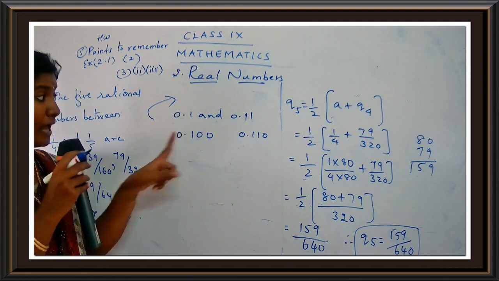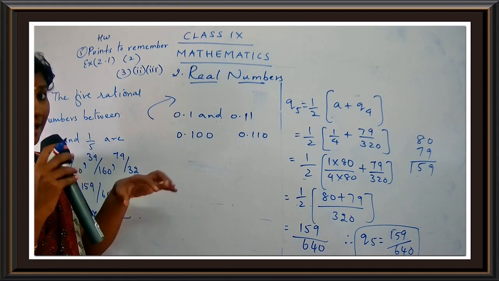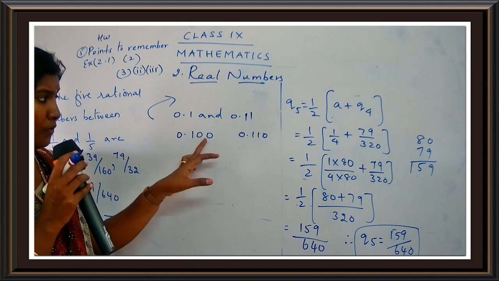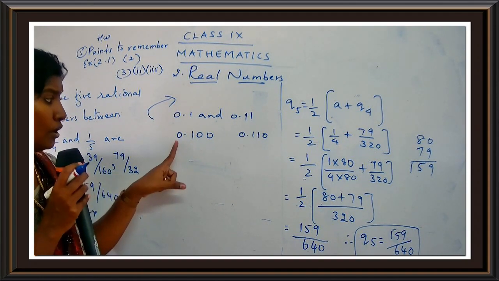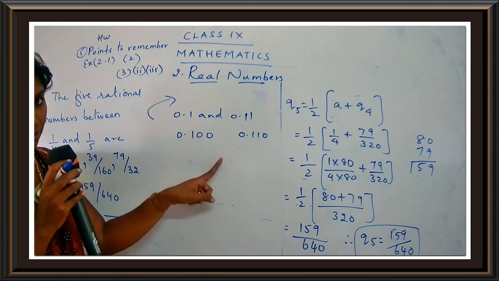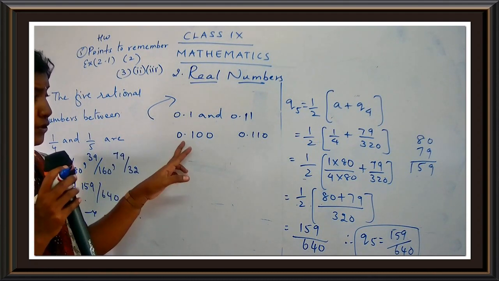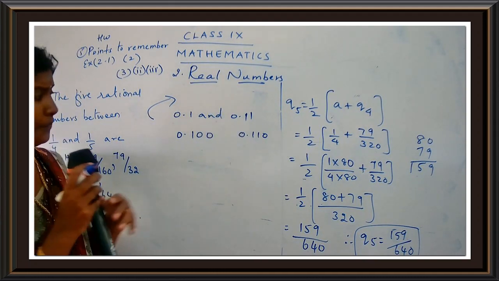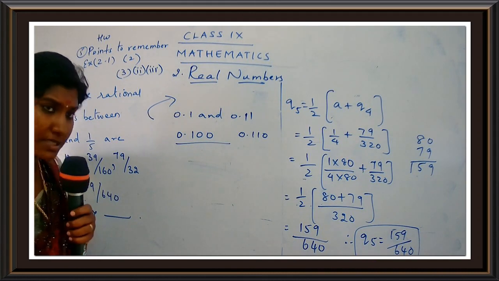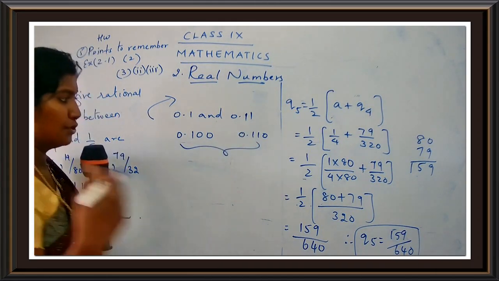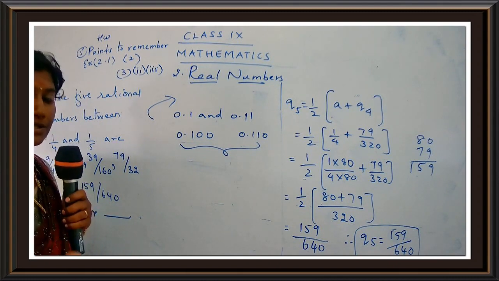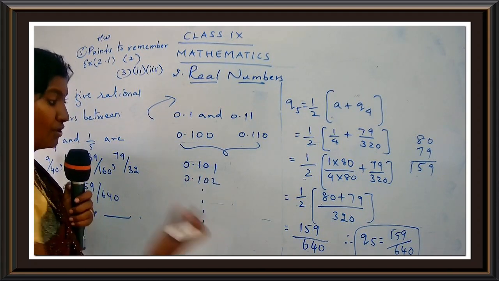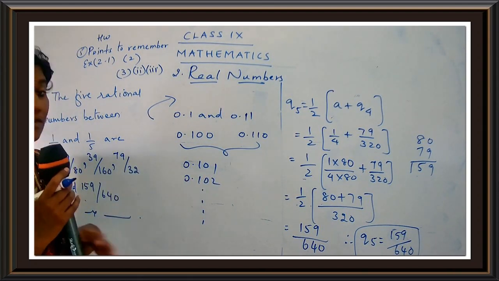I cannot add the zeros in between any numbers. Okay, children? I cannot insert zeros anywhere. I can just put them at the last. So I can write here 0.100. And how to read it? It's 0.100. Don't say 100, it's wrong. And 0.110. Now this is simple, yes. Now you can go on listing out the numbers. So these are the 2 numbers, 0.100 and 0.110. So what will be the answer? 0.101, 0.102, and so on. You can list so many numbers, but you have to list only 5 numbers.